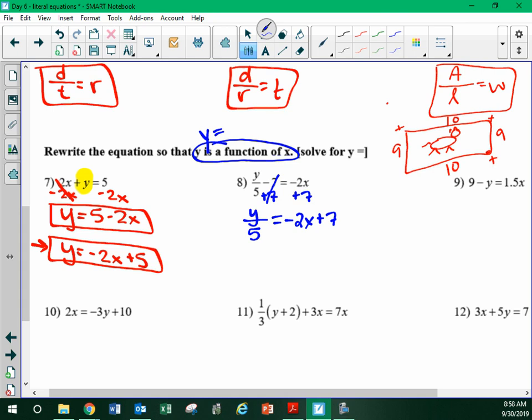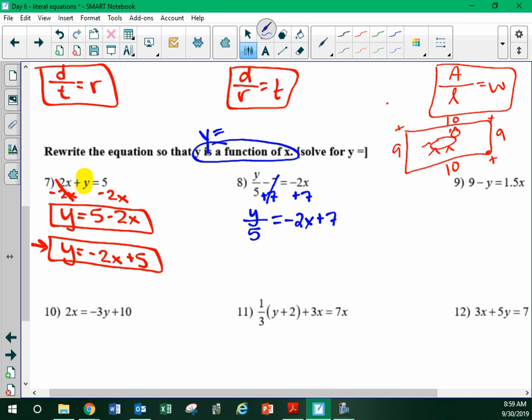Can I combine those? Why can't I combine those? They're not the same variable. Right, they're not the same variable. One has an x, one doesn't. I have negative 2, I don't know, dollars. You can't have a negative amount of food. And I have 7 cookies. I can't combine those together.